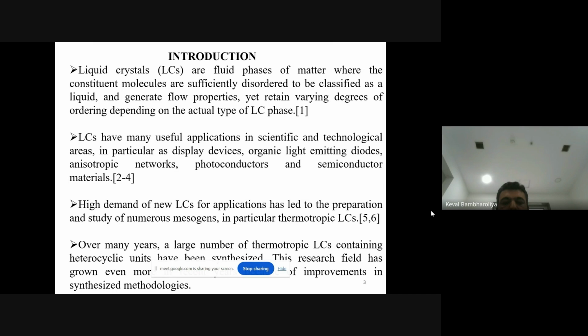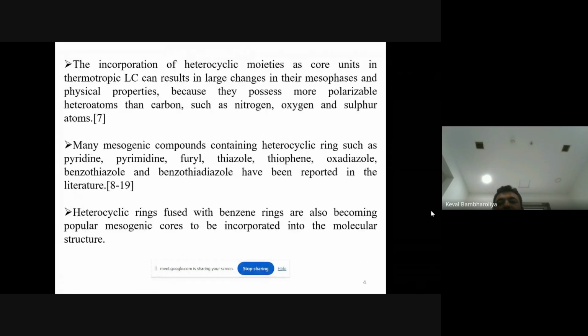High demand for new liquid crystals for applications has led to the preparation and study of numerous mesogens, in particular thermotropic. Over many years, a large number of thermotropic liquid crystals containing heterocyclic units have been synthesized. This research field has grown even more because of improvements in synthetic methodology. The incorporation of heterocyclic moieties as core units in thermotropic liquid crystals can result in large changes in their mesophases and physical properties because they possess more polarizable heteroatoms than carbon, such as nitrogen, oxygen, and sulfur atoms.